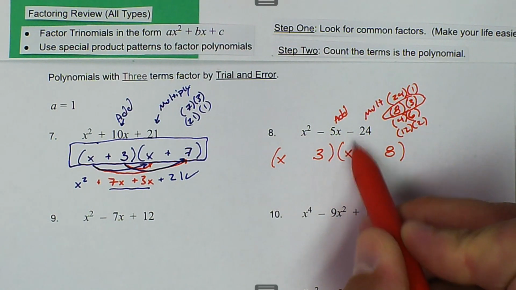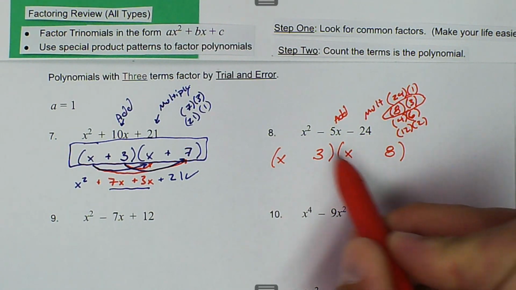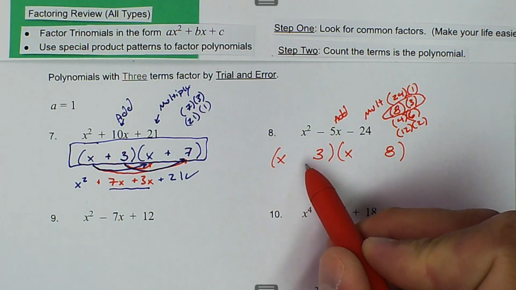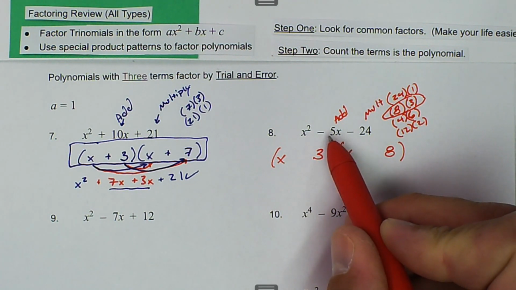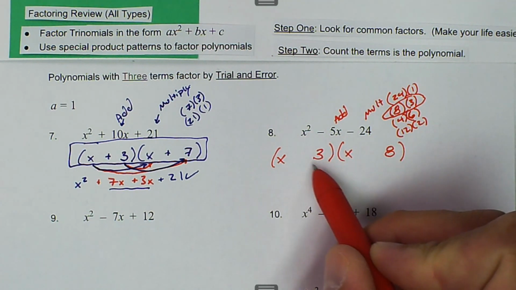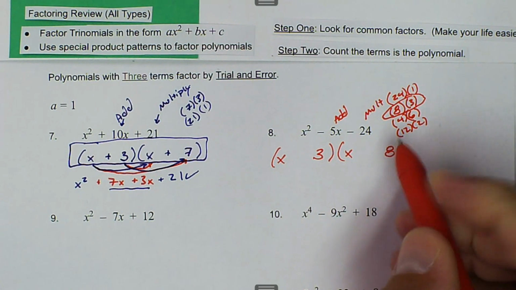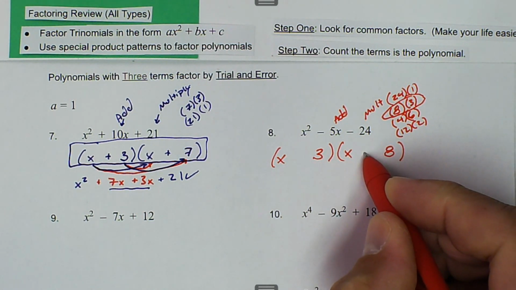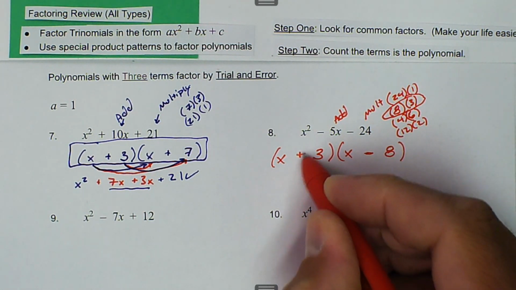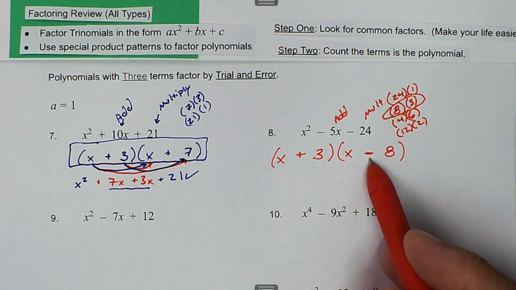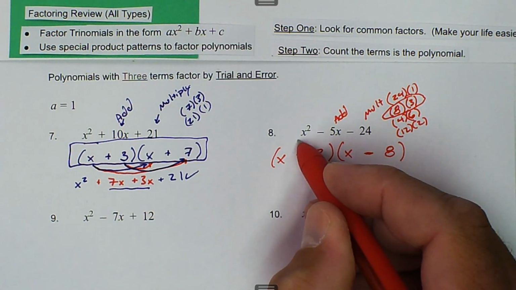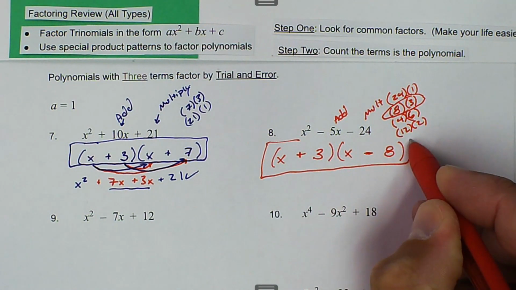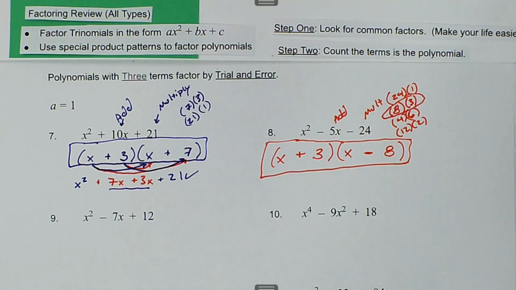For this to be negative, one of these has to be positive, and one of these has to be negative. So they have to add to -3, or excuse me, -5. So we want the bigger of 3 and 8 to be negative. So which one's bigger? 8 is bigger, so -8 and +3. So that will multiply together to get us the trinomial above.